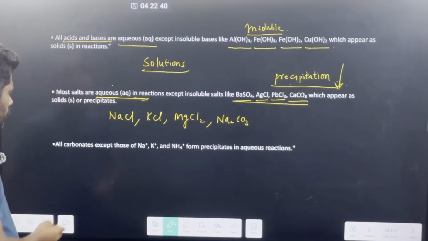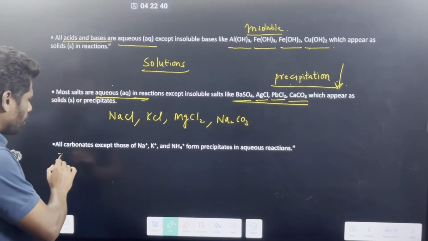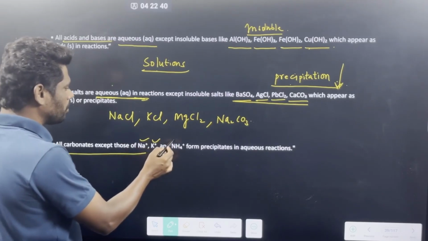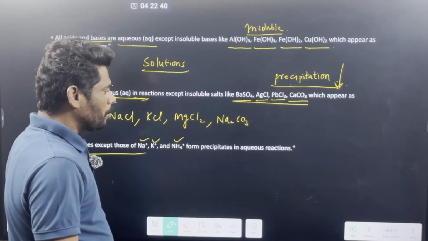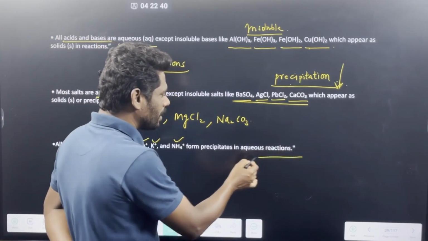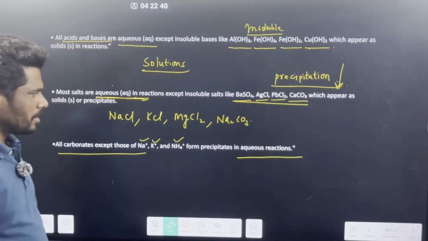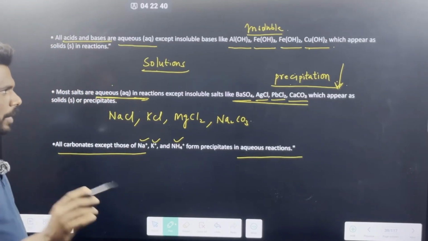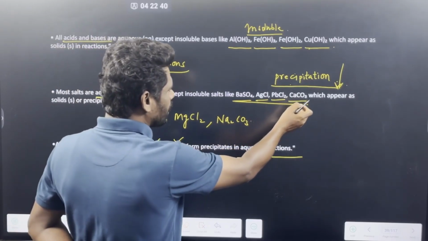Now coming to carbonates: all carbonates except those of sodium, potassium, ammonium form precipitates in aqueous reactions. So this is another hint here. Any carbonate, see for example here we have seen the carbonate, calcium carbonate.